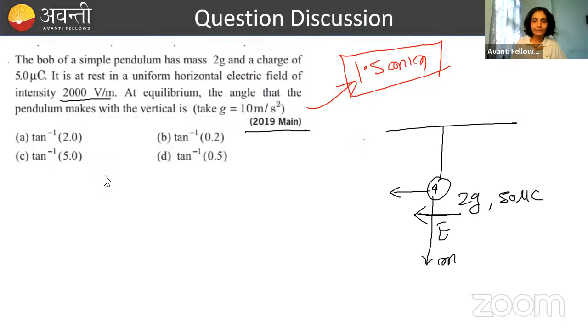So one force is acting in this direction, another force is acting in this direction. That is tension, gravitational force, and electrostatic force. Because of this horizontal and this vertical force, what will happen to this pendulum? This pendulum will go somewhere here, making some angle theta with the vertical. Now simply write the tension force. Tension always acts away from the body along the string. And this is your mg, the gravitational force.